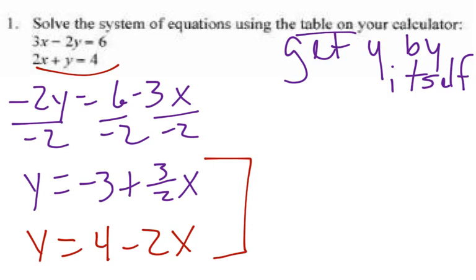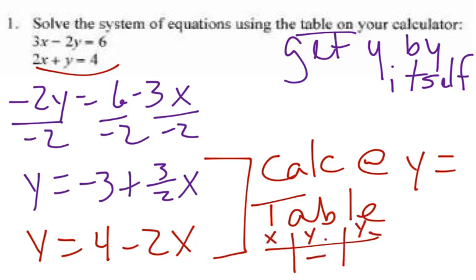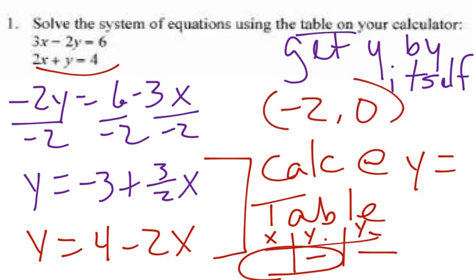These two equations go into your calculator at y equal. Then you look at the table, which is second graph, and on your table you should have x, you should have y1, you should have y2. y1 and y2 have to be the same. You use the x and the y values to get your answer. Your solution is negative 2, 0.